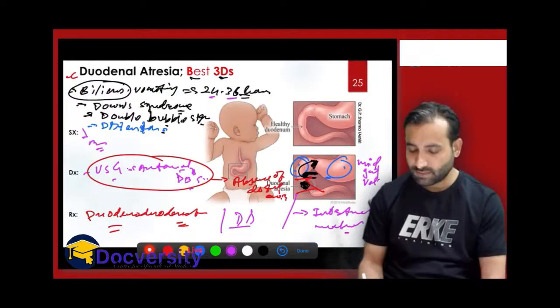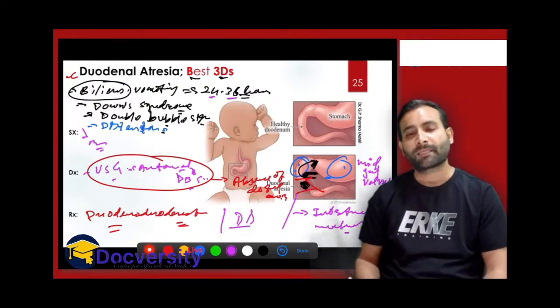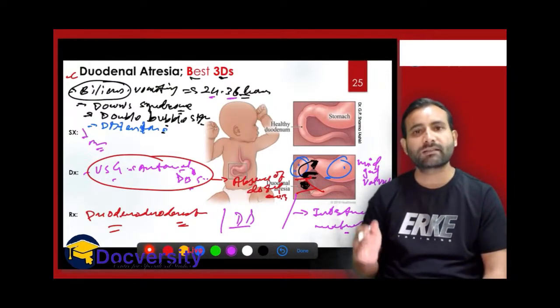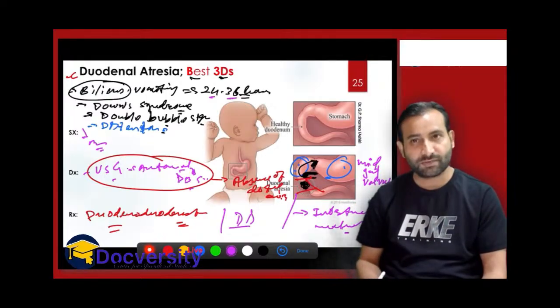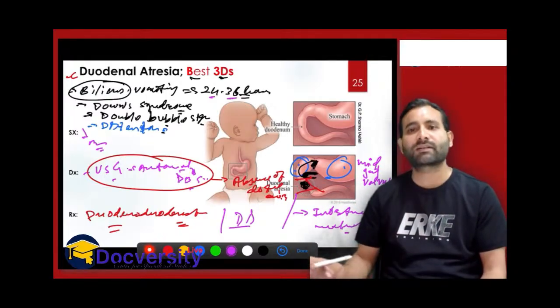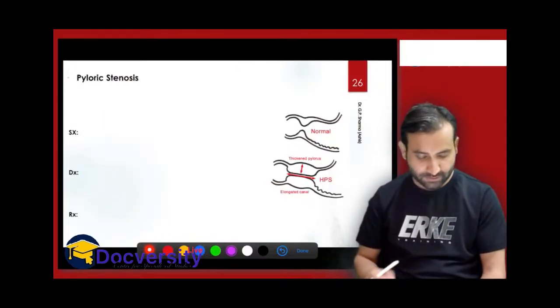Midgut volvulus. Is that okay? If there is the double bubble sign with the distal air in the intestines, right? So that produces what? That is the sign of what? The intestinal malrotation or the midgut volvulus. So hope you understand. This is duodenal atresia.